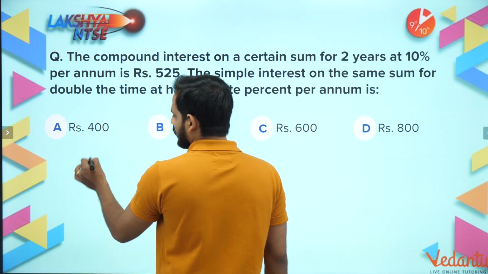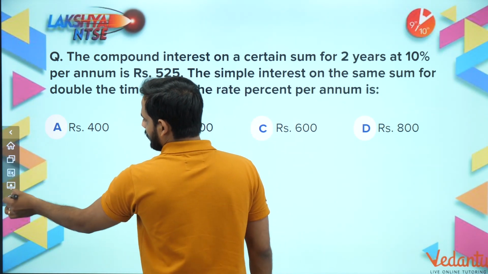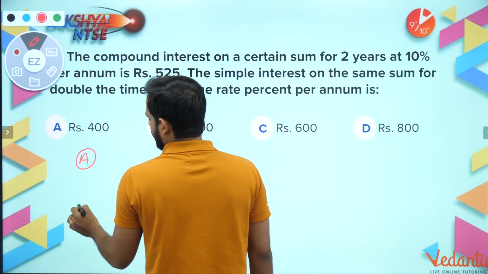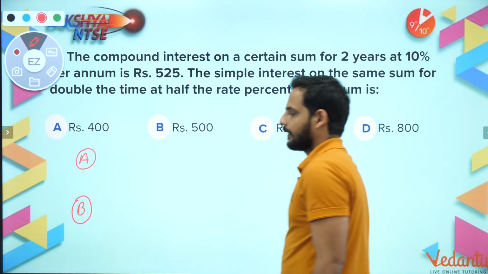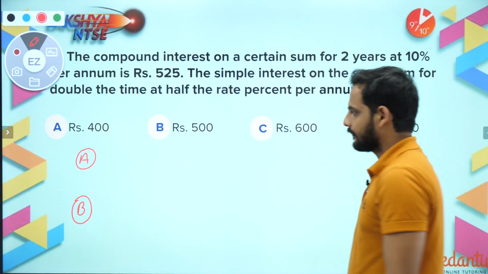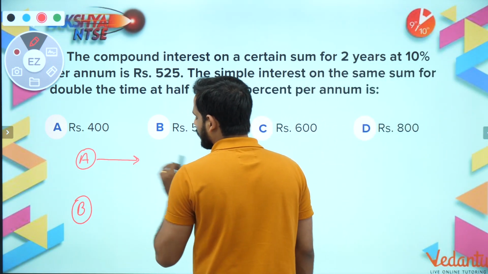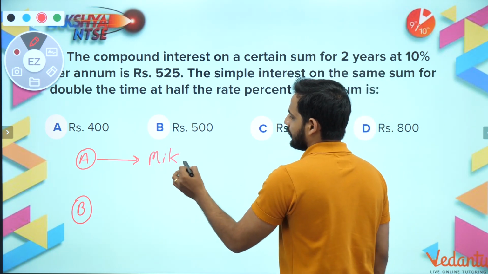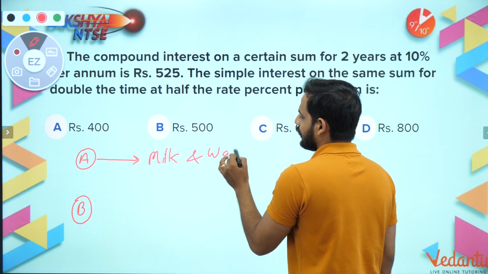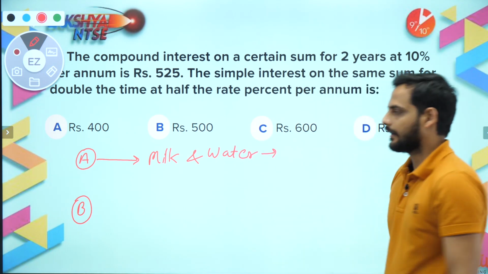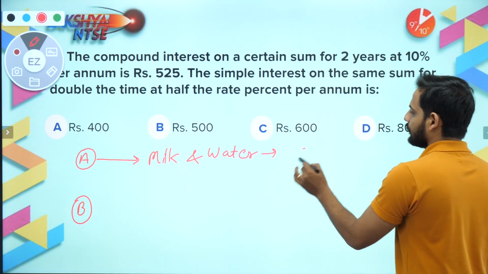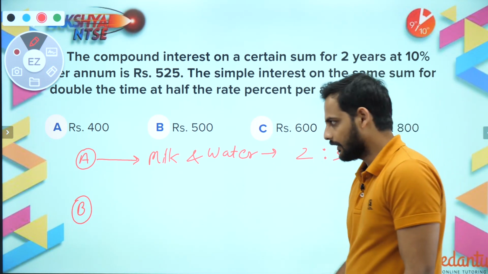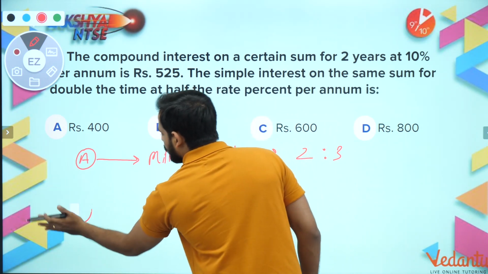Two mixtures are there. Okay, mixture A and mixture B. Mixture A contains milk and water in the ratio 2:3, and you have to add how much more milk?